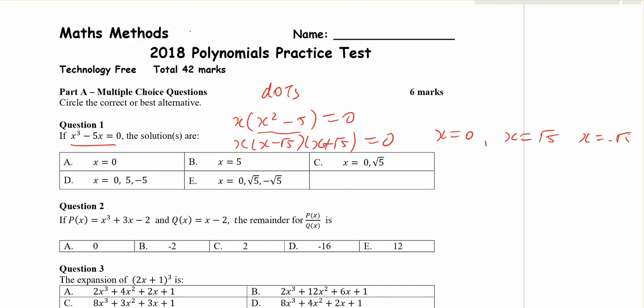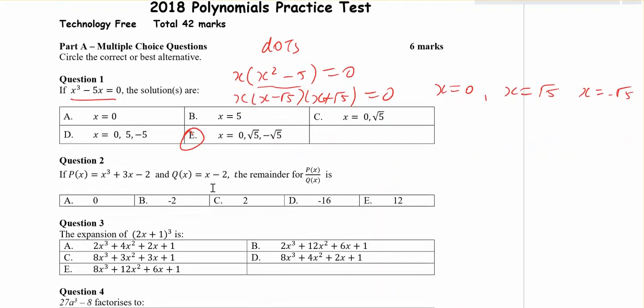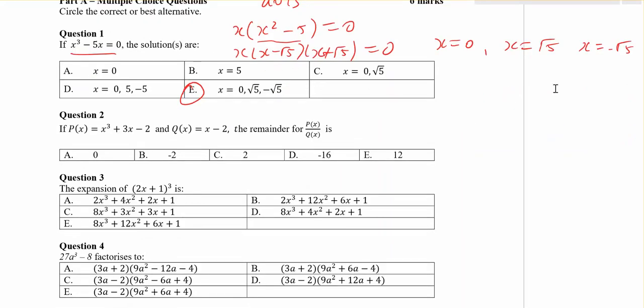Question 2, so I know I have P of x and Q of x. If I divide the two, what is my remainder? Now, please don't automatically go, oh, I need to use long division. It's a multiple choice question. It's meant to be short.